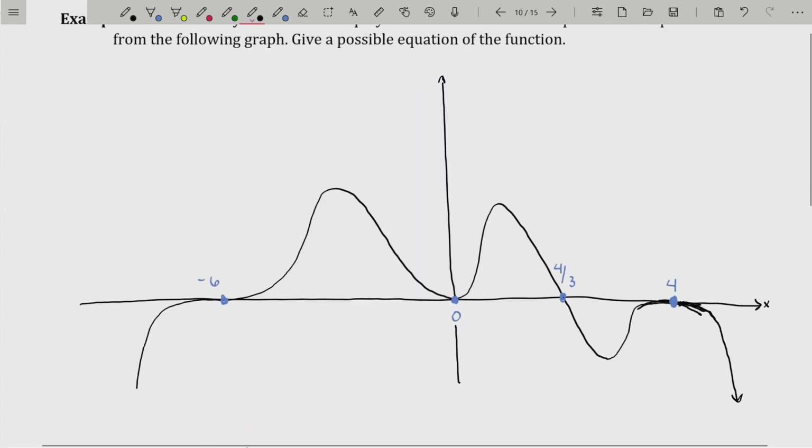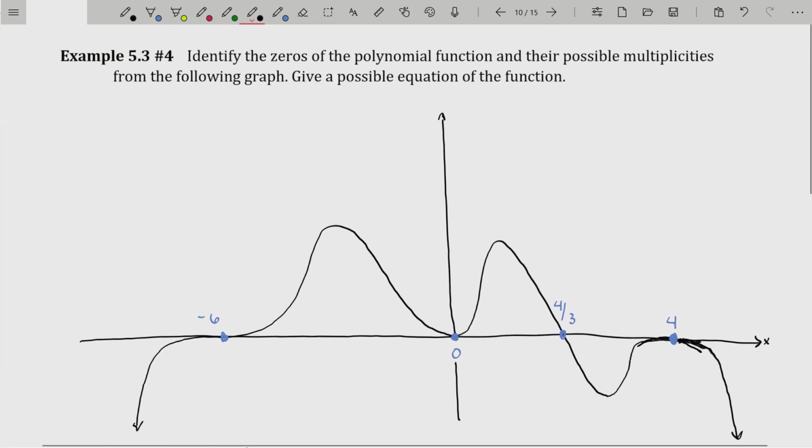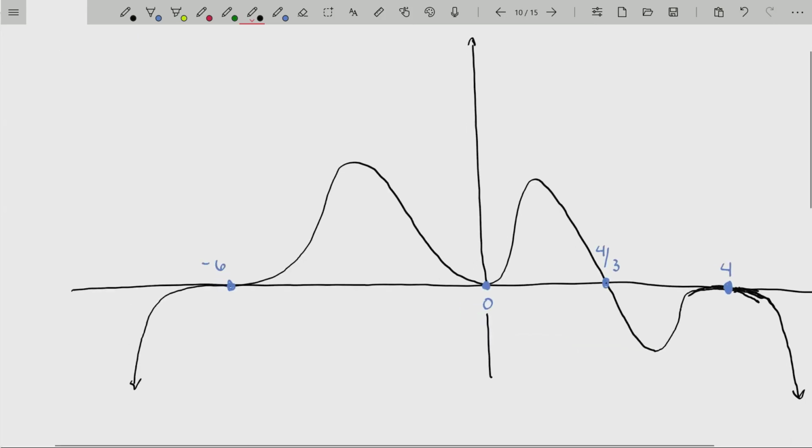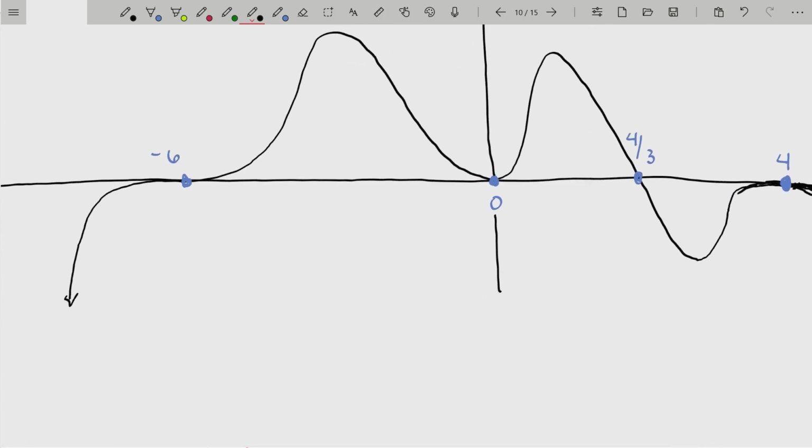All right, in this next example, you're handed a polynomial graph, the graph of a polynomial function, and you're asked to identify the zeros and state their possible multiplicities, and then give a possible equation of the function. So if I'm looking at this, I can easily see the zeros because I've labeled them, and I'll make a little table of values here. 0 versus its multiplicity.